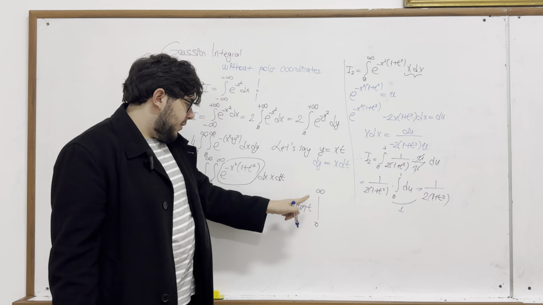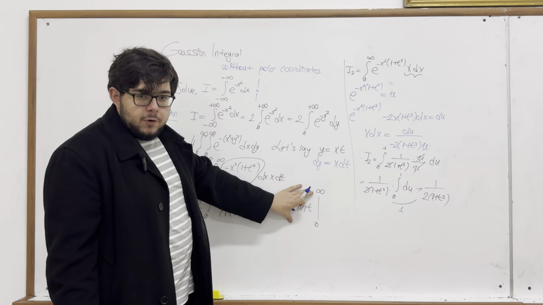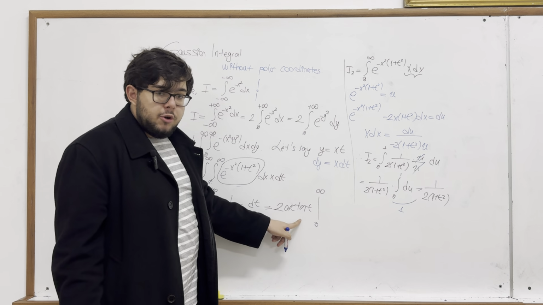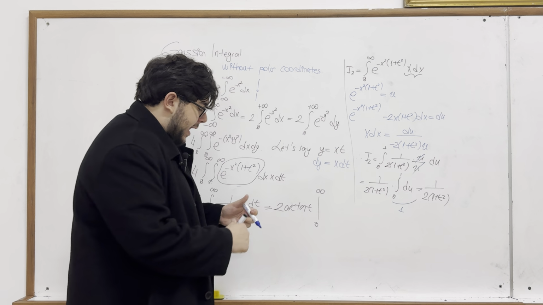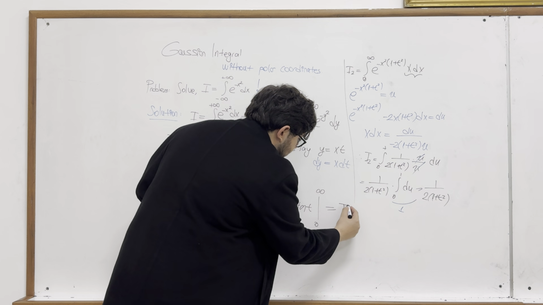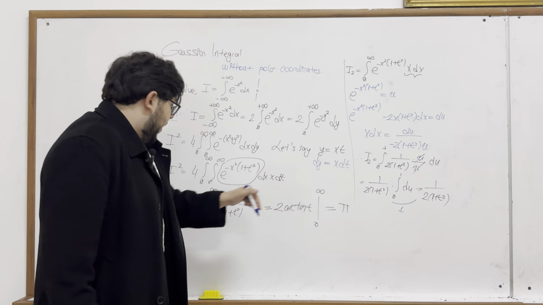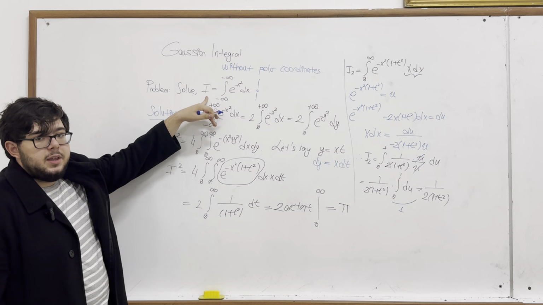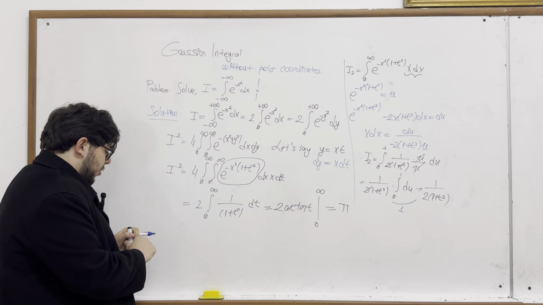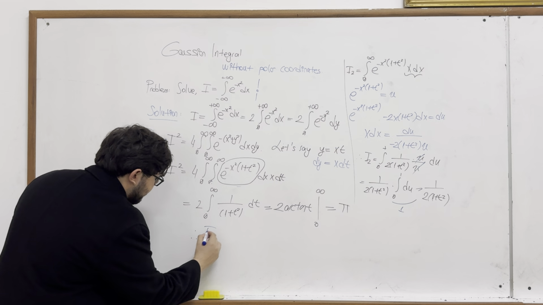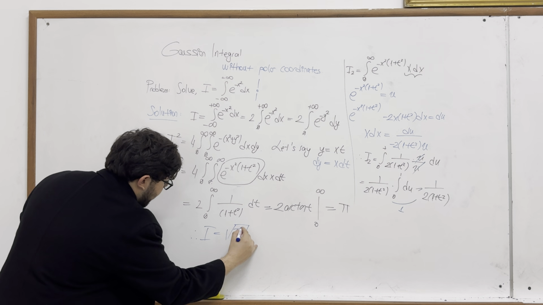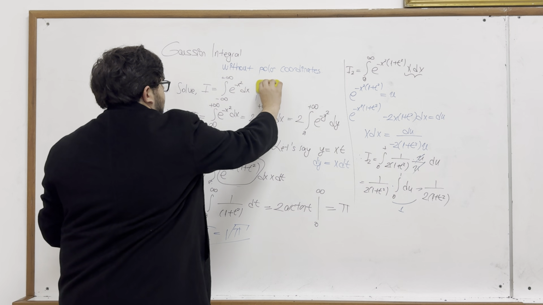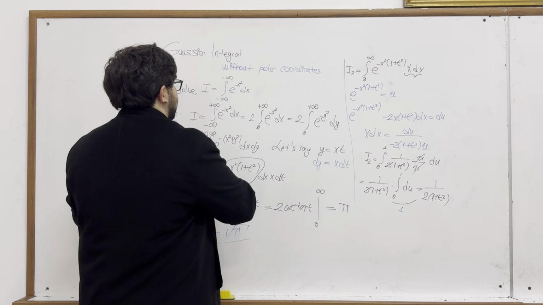So if you substitute infinity here, we have pi over 2 in here, and times 2 is just pi. If you substitute 0 in here, the answer is just 0, and we have pi. But what's pi? Pi is I squared. But what do I want to find? I have to find I. So let's take the square root of both sides. And conclusion, I is just equal to the square root of pi.